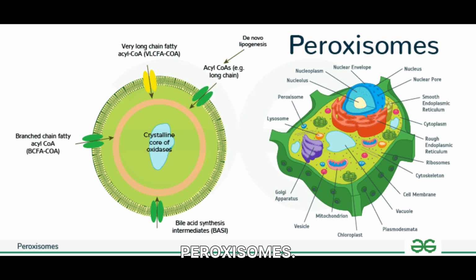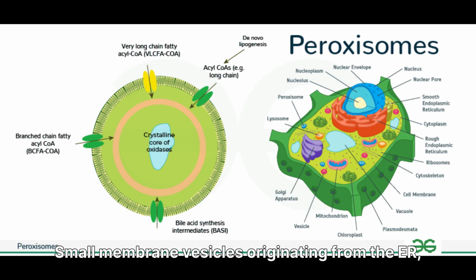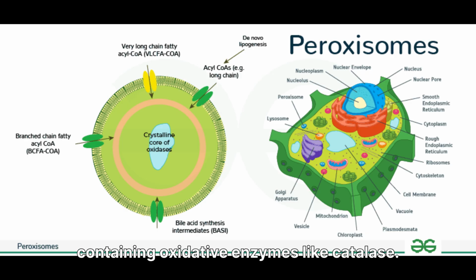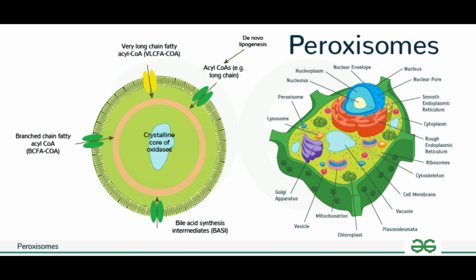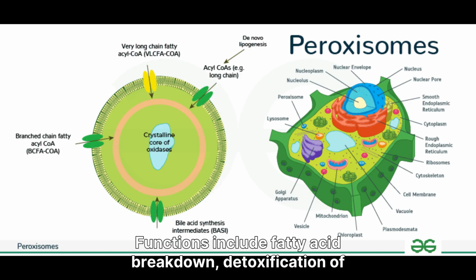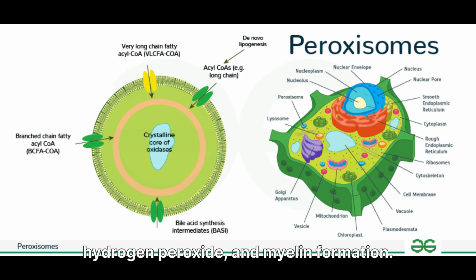4. Peroxisomes, small membrane vesicles originating from the ER, containing oxidative enzymes like catalase. Functions include fatty acid breakdown, detoxification of hydrogen peroxide, and myelin formation.